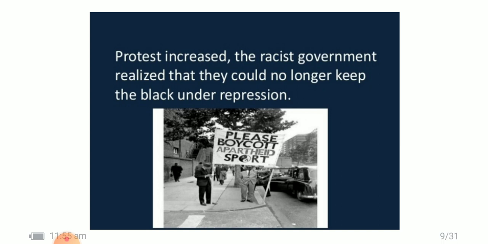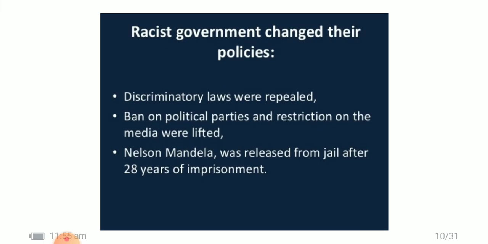So here is one of the pictures. A protest procession was carried out. Protests increased, and the racist government realized that they could no longer keep the blacks under repression. Then the racist government changed their policies. Discriminatory laws were repealed. The ban on political parties and restrictions on the media were lifted. Nelson Mandela was also released from jail after 28 years of imprisonment.